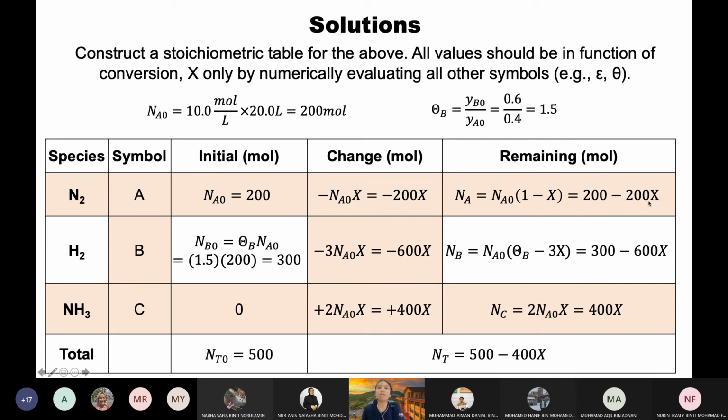So maknanya jadi negative 200X plus negative 600X. Kalau negatif dengan negatif, kamu dapat negative 800X. Plus 400X, you get negative 400X. Sebab tu jadi total remaining NT sama dengan 500 minus 400X. So yang part remaining kerana sudah akan buat salah, just remember number I add with number, the X I add with X. So done for the table.